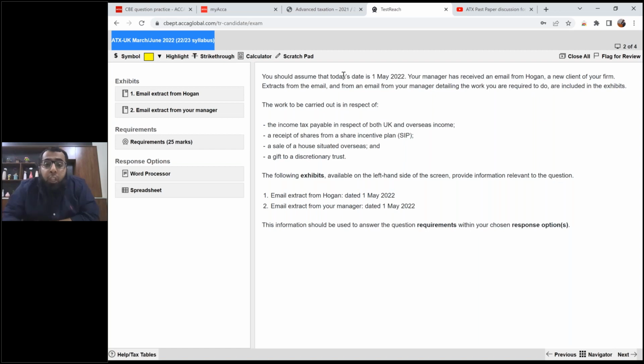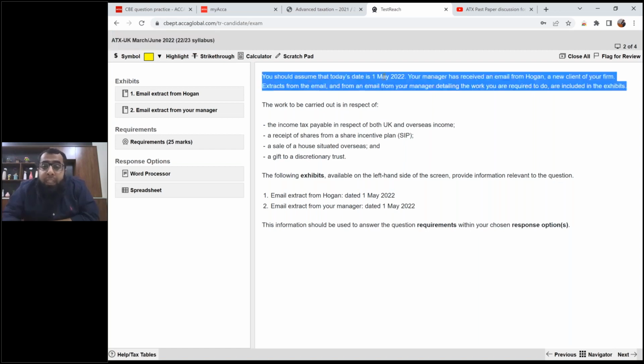Now, you should assume that today's date is 1st May 2022. Your manager has received an email from Hogan, a new client of your firm. Extracts from the email and from an email from your manager detailing the work you are required to do are included in the exhibits. So some basic detail is given that we are working for a client, Hogan.